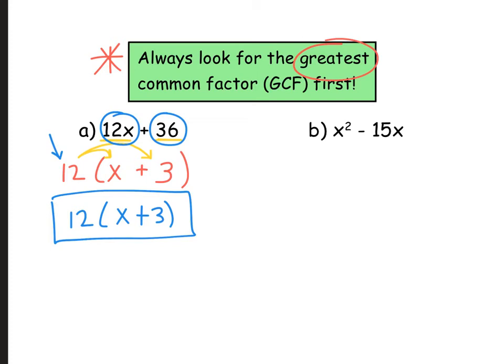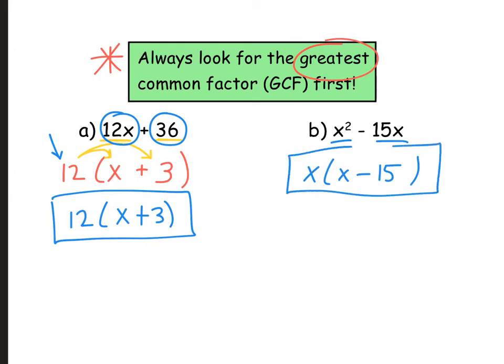x squared times 15 minus x. Well, looking at that term and that term, I know they both share at least in common a factor of x. That's going to be the GCF. And in order to get x squared back, I would need to multiply by x. And in order to get the 15x, I would need to multiply by minus 15. Okay, so there's our factored version.